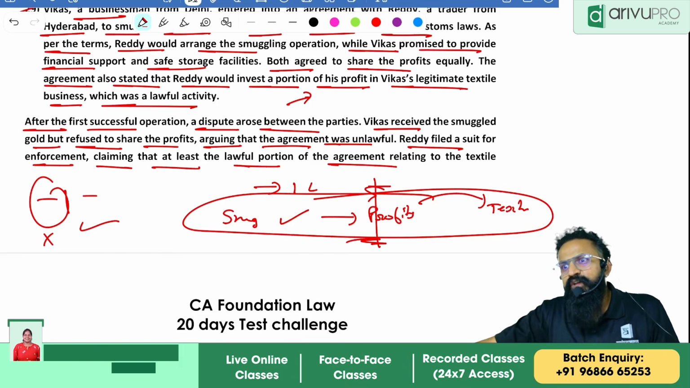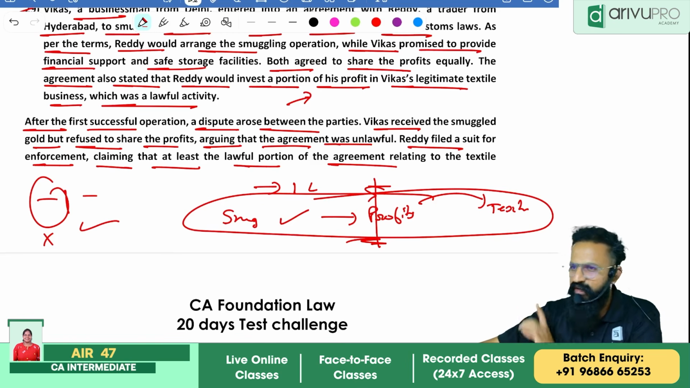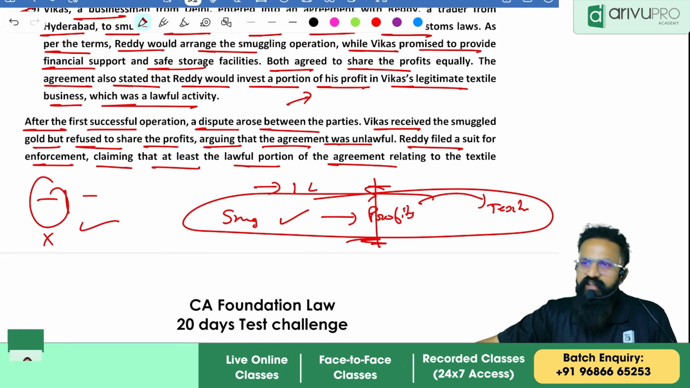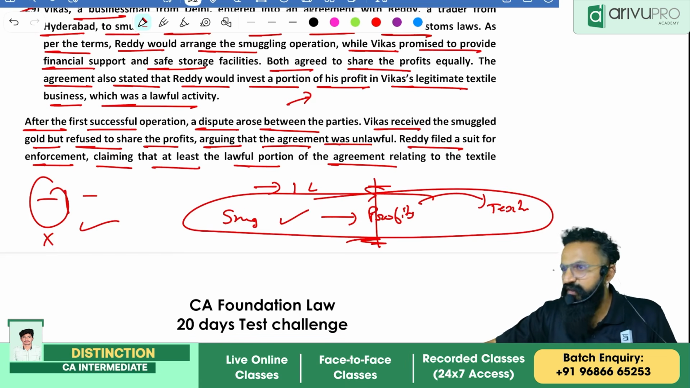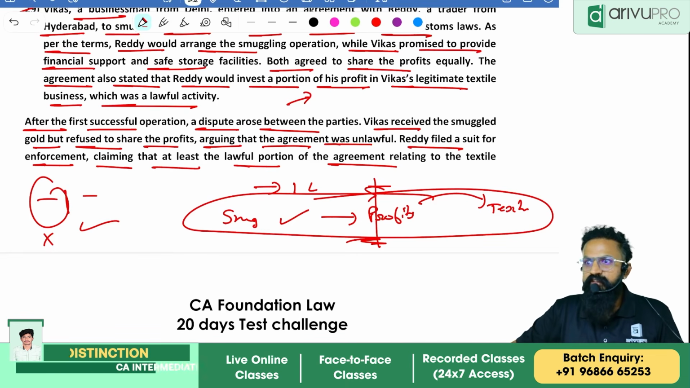Understood? So why did I tell you this is a tricky question? I would say there will be an 80% failure rate in this particular question when you attempt it. Because it is tricky. The second thing is that writing the provision is the challenge. Few people will write it this way, few people will write it that way.